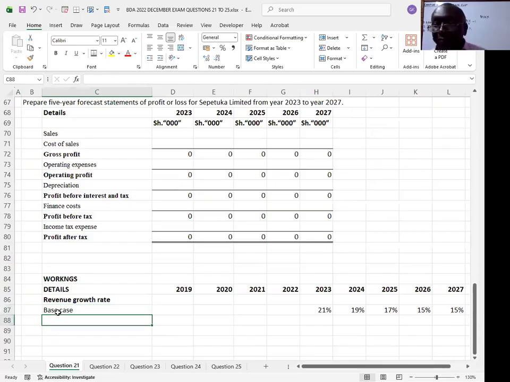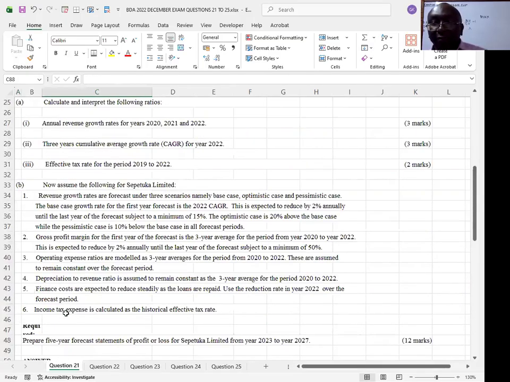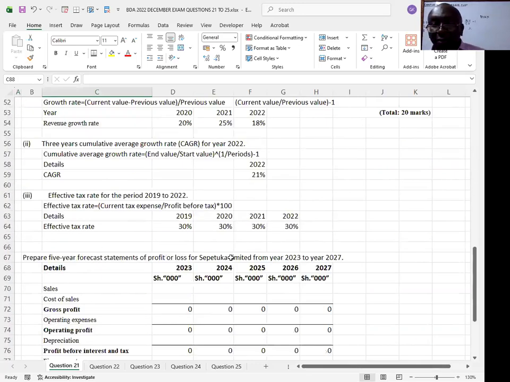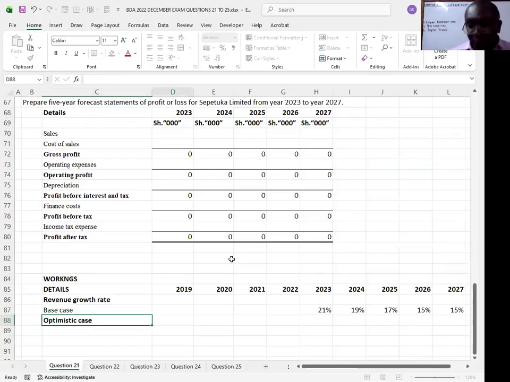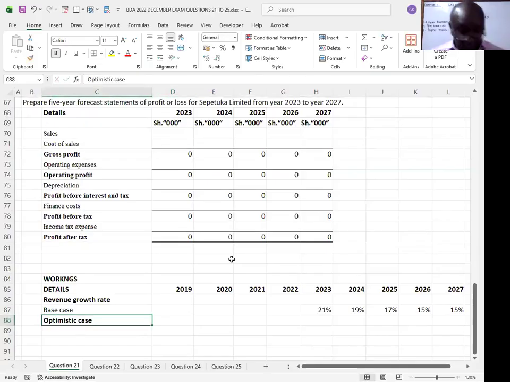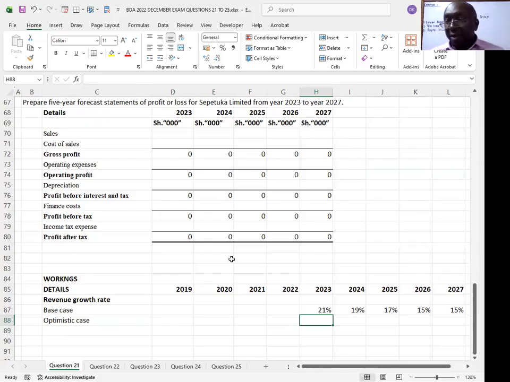Let's go to the next one. What are they saying? They are saying the optimistic case is 20% above the base. So tukuje hapa tuandike optimistic case. When you are told it is 20% above, what that means, tutakibia hapa.